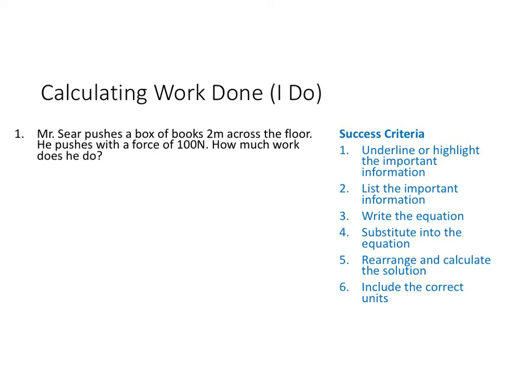Let's calculate the work done. Let's read our success criteria first. I'm going to change pen colour so you can see when I tick these off. Underline or highlight the important information. Let's have a look through. We know work done equals force times distance. So I'm going to put those in. We've got 2 meters and 100 newtons. So force equals 100 newtons. Distance equals 2 meters.